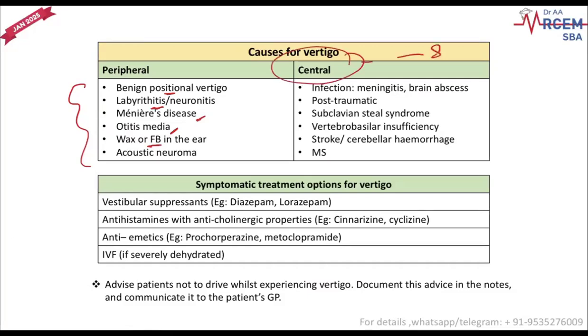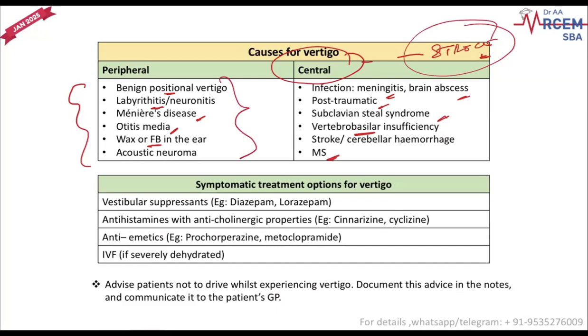The central cause for us is always stroke, posterior circulation stroke, that is vertebrobasilar insufficiency, which is the blood supply for the posterior part of your brain. So we suspect a posterior circulation stroke unless and until proven otherwise. There are other causes also like meningitis, abscesses, post-traumatic, subclavian steal syndrome. We have already learned about subclavian steal syndrome in the last class in the vascular chapter. It can also be multiple sclerosis in this patient. But remember, stroke is the most important differential diagnosis for central vertigo. It is a stroke for us in central vertigo unless and until proven otherwise.